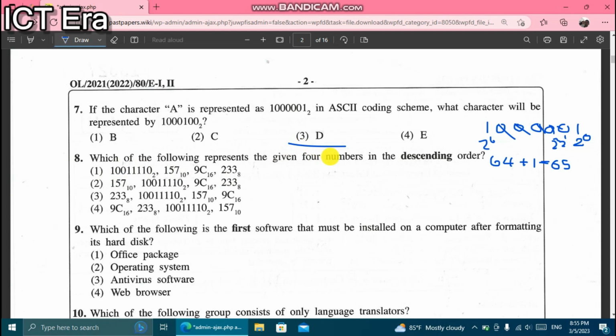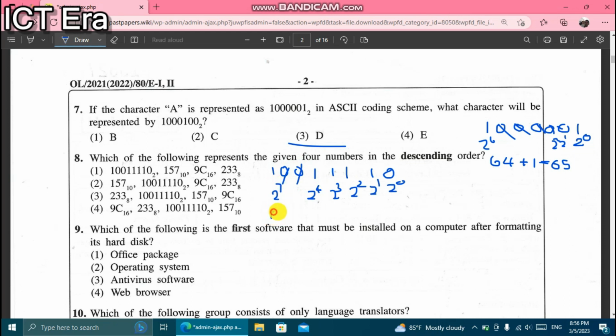Which of the following represents the given 4 numbers in descending order? Descending order means big to small. So first of all, I will convert all these 4 numbers into one number system. It's easy to convert this one into decimal. So let's take the first. Here 2 to the power 0, 2 to the power 1, 2 to the power 2, 2 to the power 3, 2 to the power 4. Then 2 to the power 5, 2 to the power 6 and 2 to the power 7.